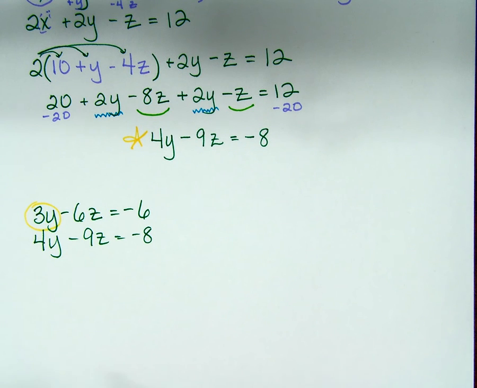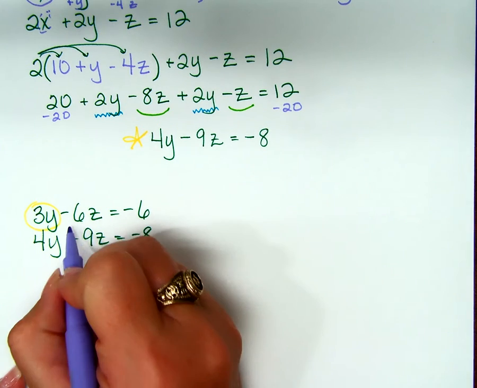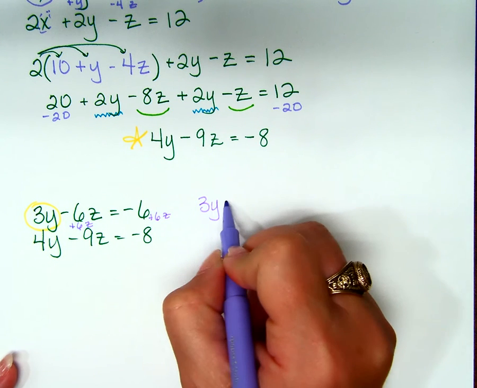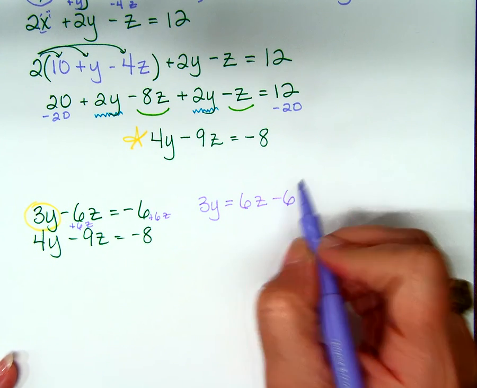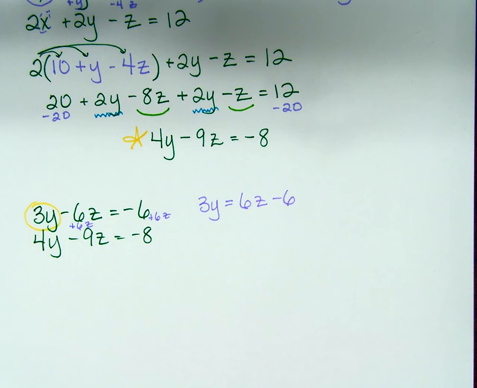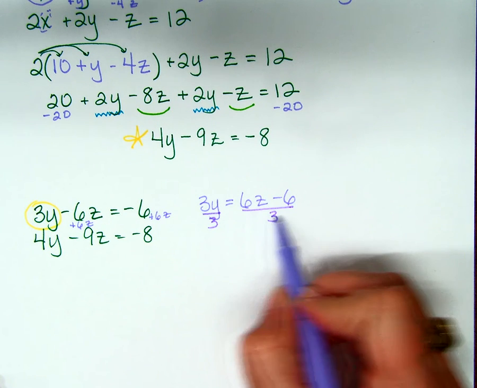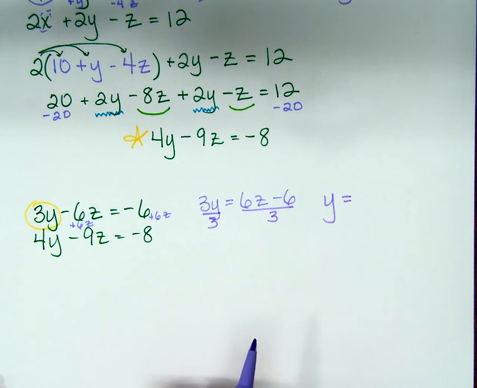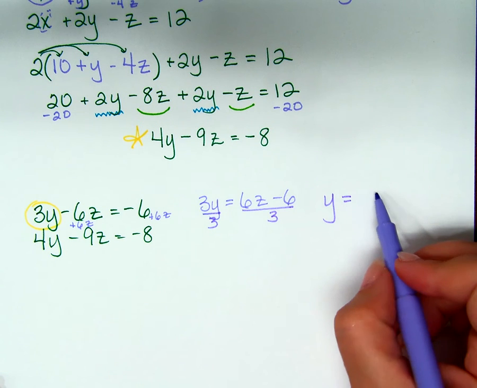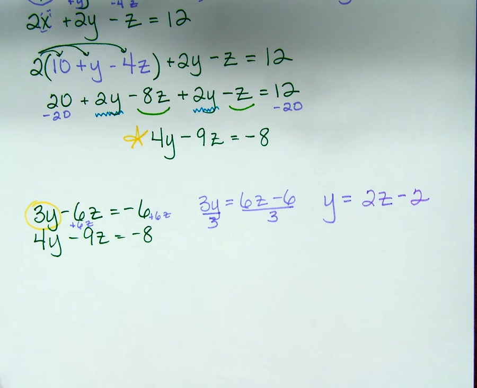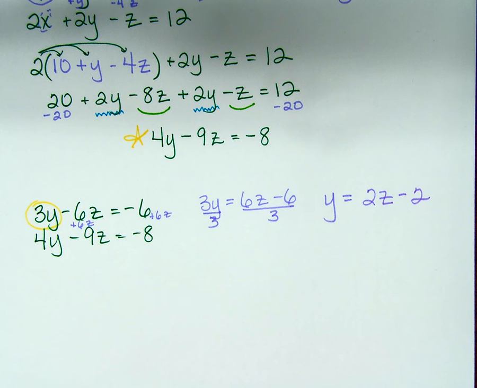Okay? So if I solve for that, how am I going to solve for that? So add 6z to both sides. So 3y equals 6z minus 6. And then divide everything by 3. Y equals what? Try one more time. 2z minus 2. Everybody okay with that so far?